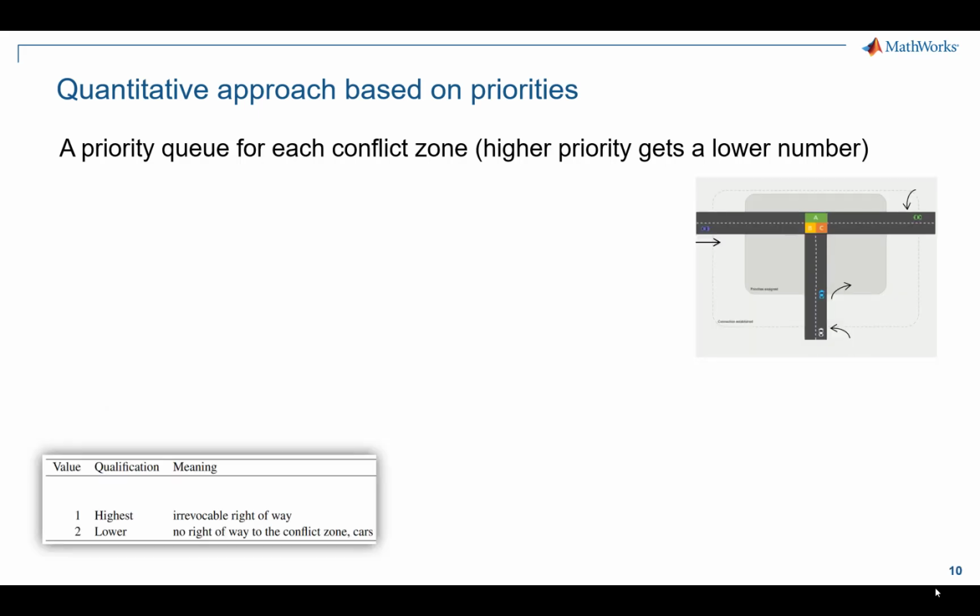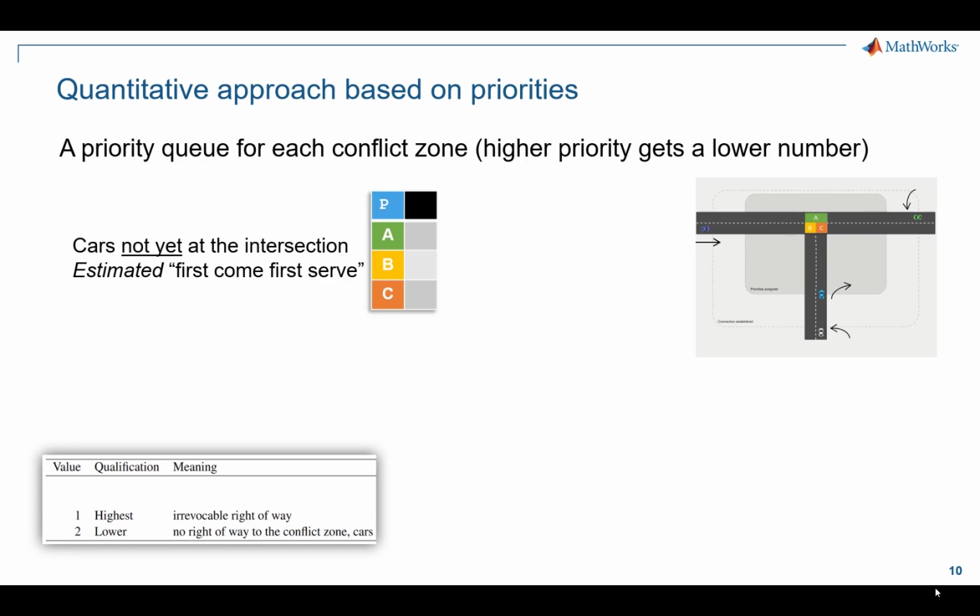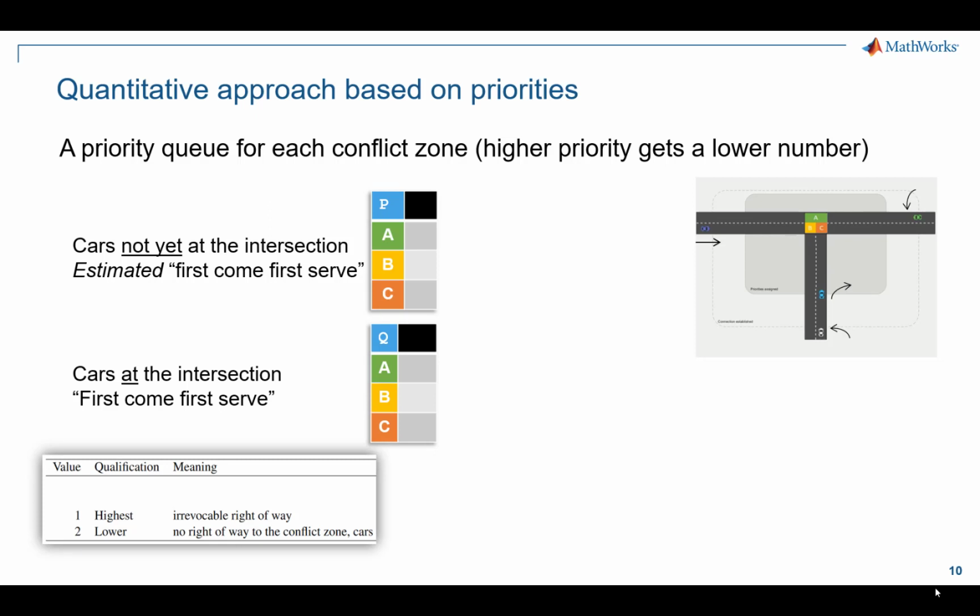For basically the contentious priorities 1 and 2, here is how we compute them. So our approach is first come, first serve. But for cars that are not yet at the intersection, it's based on estimated first come, first serve. So who is estimated to reach the intersection first. And for cars that are actually at the intersection, we just observe the order in which they arrived at the intersection. So it's first come, first serve based on actual arrival. And then because we need a unique resolution of the scenario, we merge them and resolve them into an appropriate total order for the priorities for different cars.